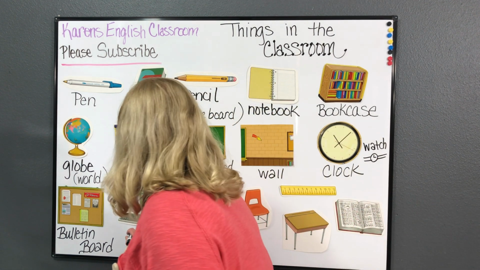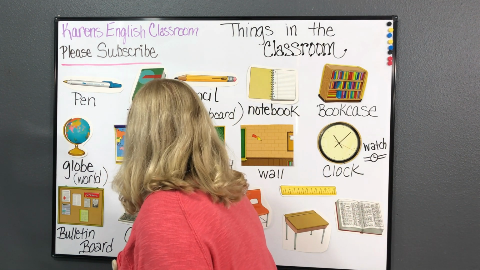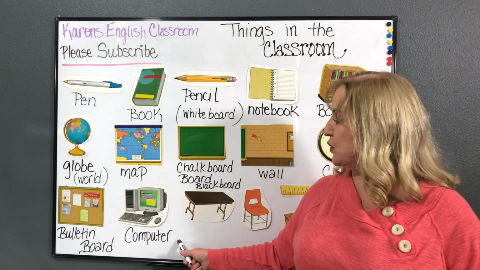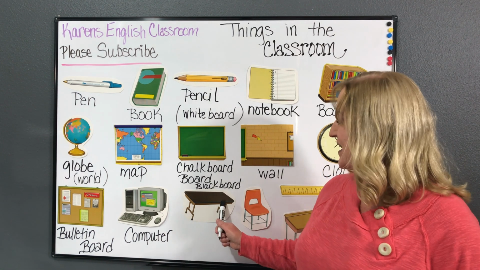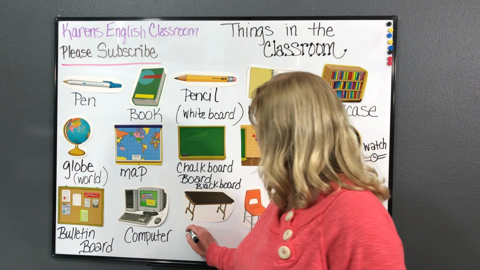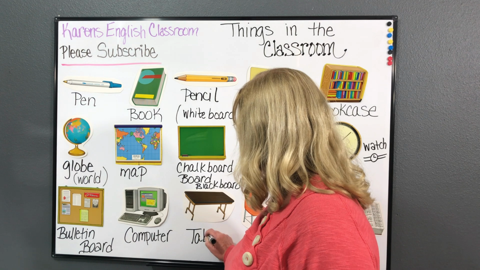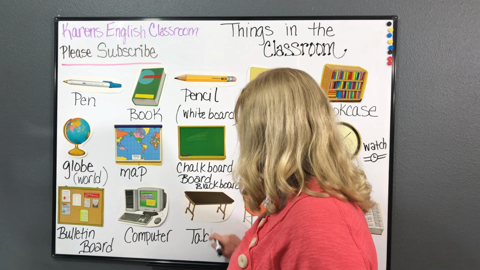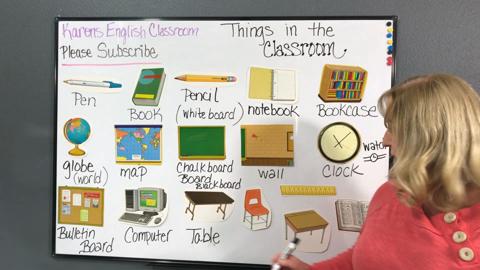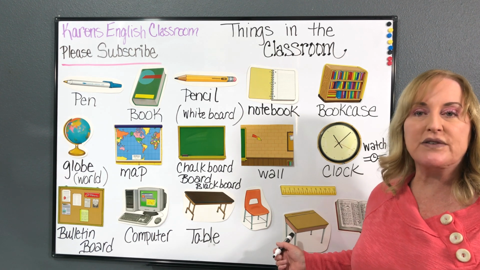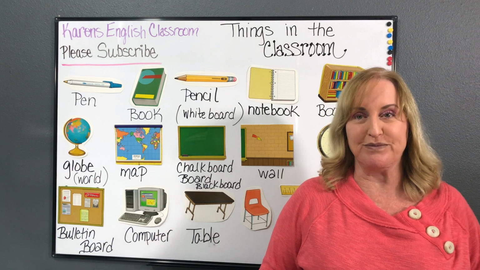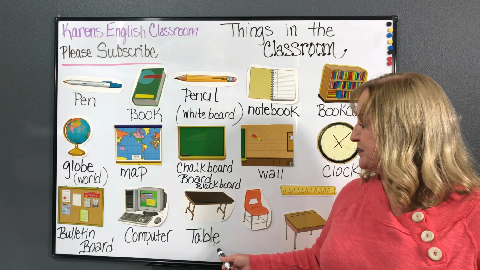The next item is computer. Computer. This one here, sometimes we use these as desks, but the name would be table. Table here. This one would be a desk. Desk is more individual. Table, you can put many students around the table. So table in the classroom.